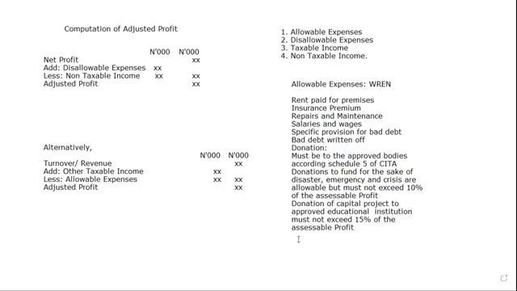Okay, I remember one again. Realized exchange loss. The keyword here is realized exchange loss. Then we have interest on loan. Interest on loan is also allowable for tax purposes.